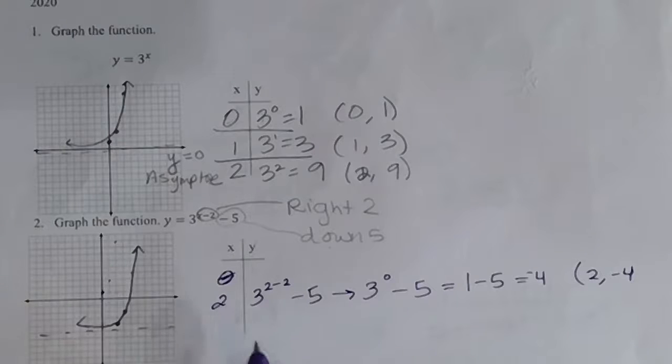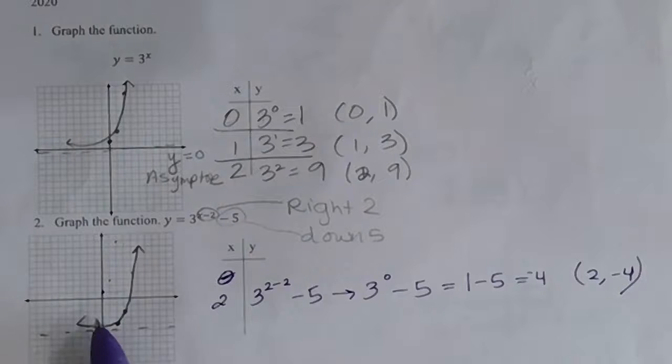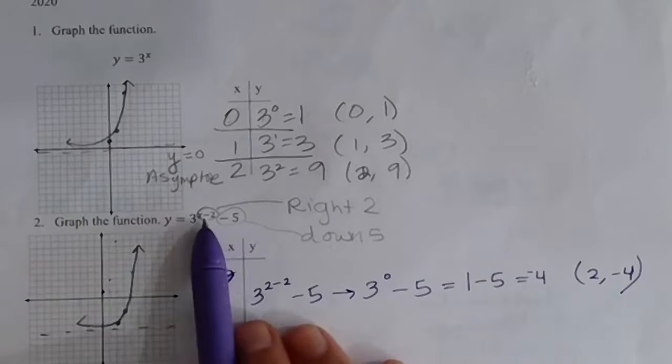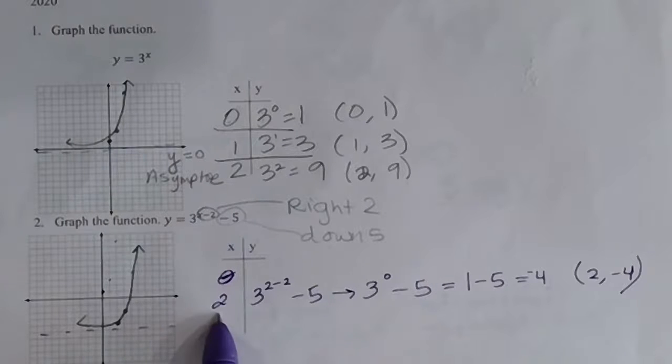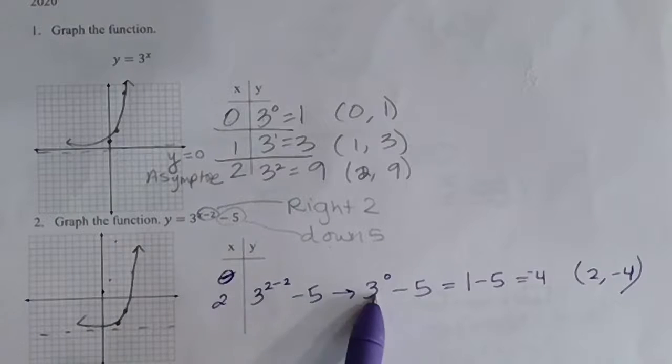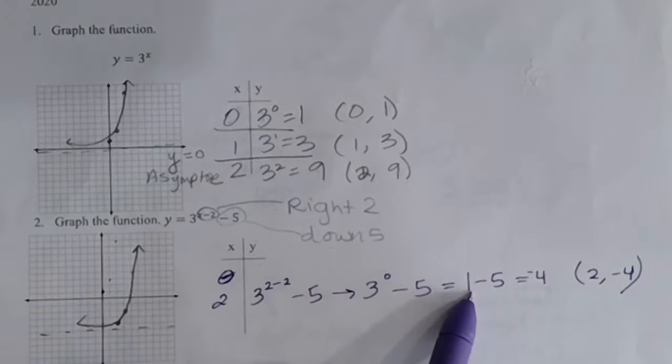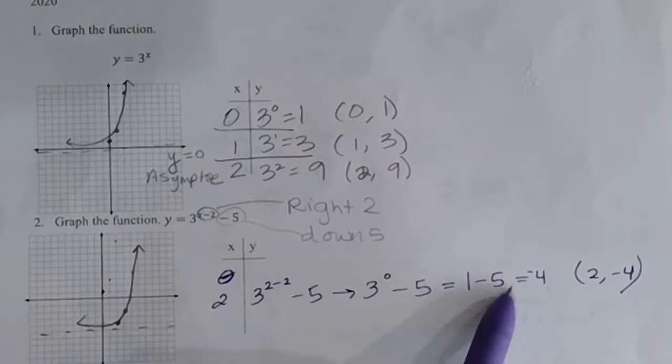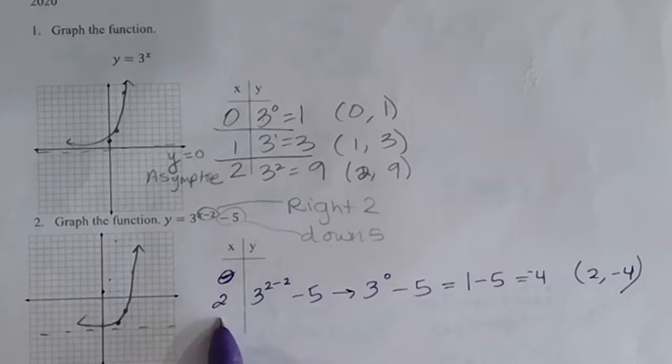If you don't like that, you could still always make a table of values. So plug some numbers in. You could plug in any numbers you want. I want to see what number would make this 0. So I plugged in a 2. 2 minus 2 is 0. So now I have 3 to the 0 power is 1. 1 minus 5 is negative 4. So at 2, negative 4. And then you could plug in 3, 4, whatever numbers you wanted there.